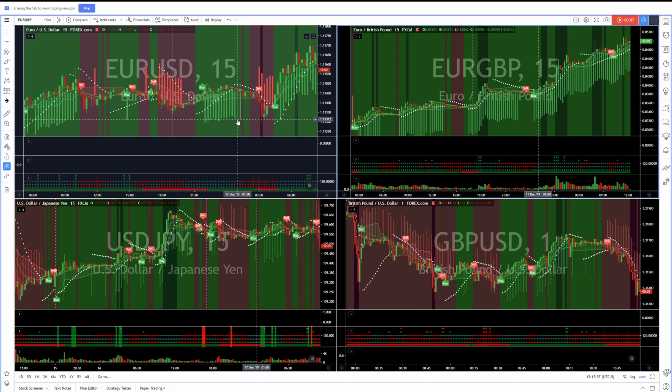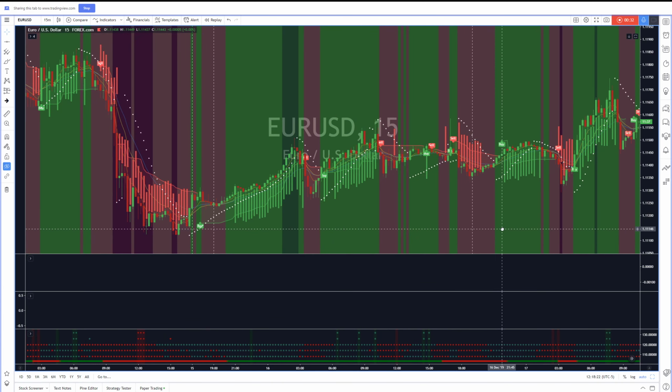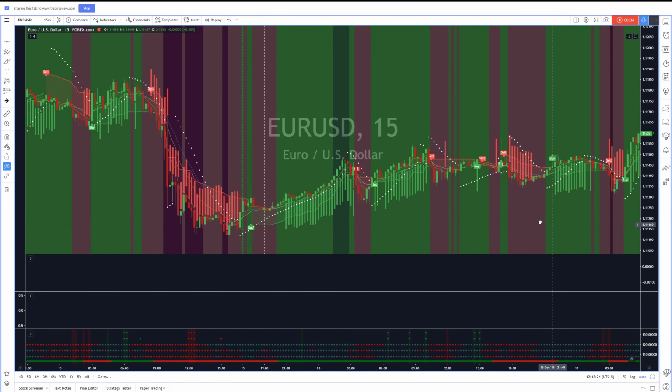I got a few requests to run the TrendSpotter indicator through some Forex markets. So I have some currency pairs here up in front of me: Euro US dollar, Euro pound, US dollar JPY, and pound US dollar. I've set the time frame to 15 minutes, and we'll just look back briefly over 2 days.